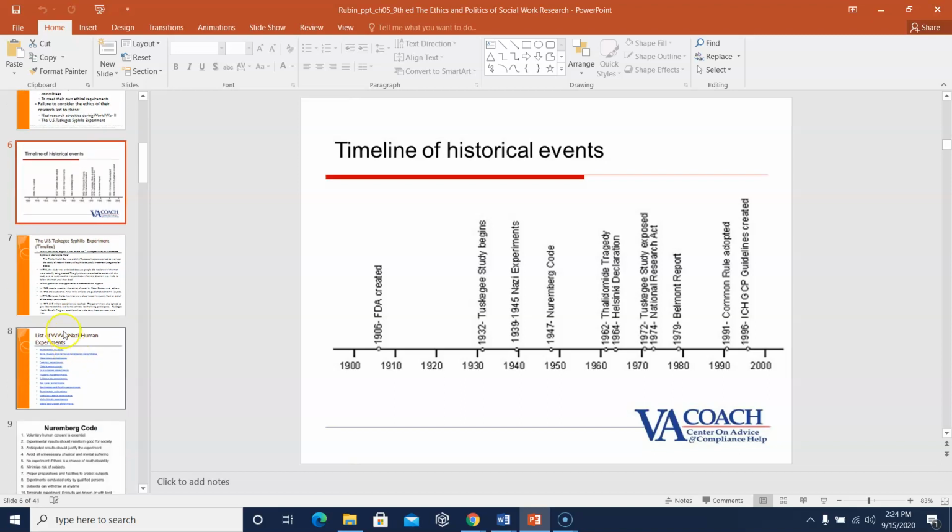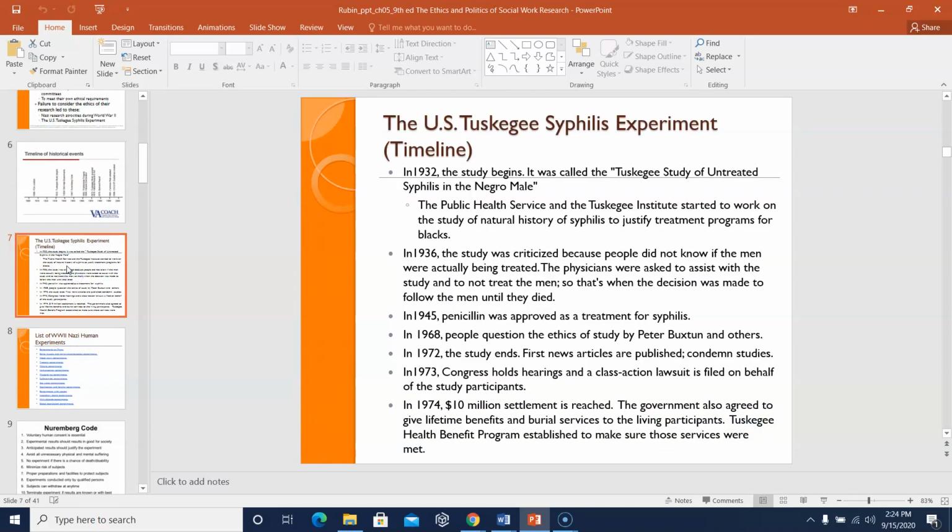So let's take a deeper dive into the U.S. Tuskegee syphilis experiment. I don't have it here, but there's a lot out there. In fact, there was a movie made, but obviously that takes too long to show. There are shorter pieces of documentaries that have been done, so you're welcome to search those. So it was supposed to be a public health service.